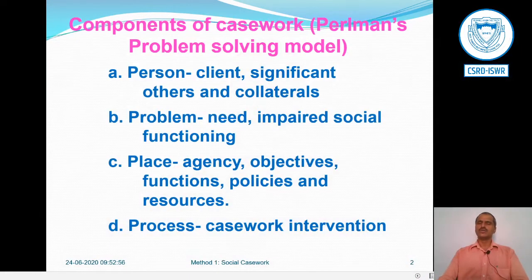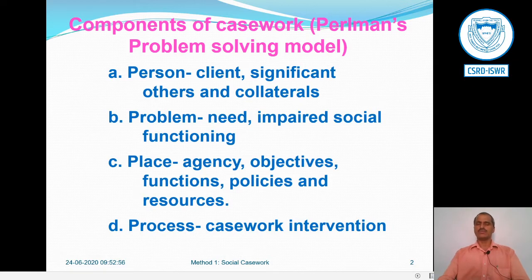So, person constitutes the first component of social casework. Unless and until you analyze the personal characteristics, the person's psychological makeup, his social background, and the influence of other people on this client, we will not be able to proceed in helping the person.